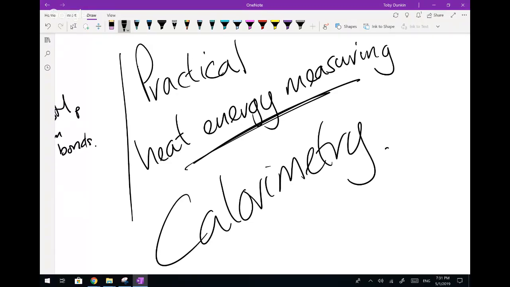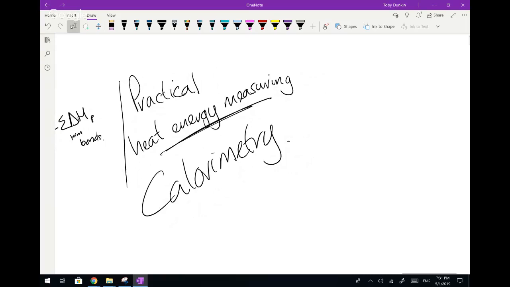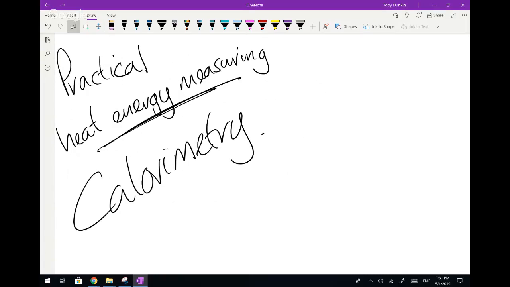So the word calorimetry is the name given to a practical. It's actually the name of the practical. It shouldn't really be put as a topic title, because it's not a title. It's actually the name of the actual practical you're doing. It's a bit like swimming. It is the name of the activity you're doing.